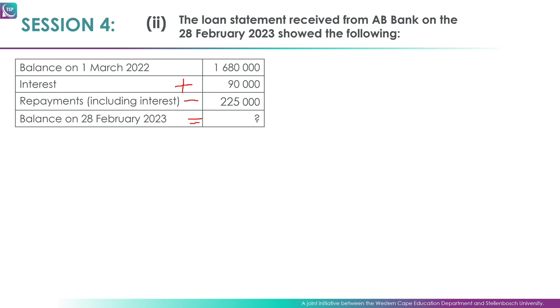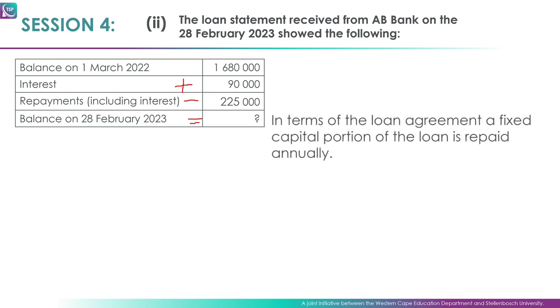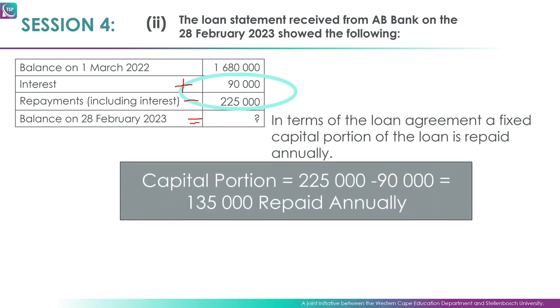Right. What they say in the next part of information, they say in terms of the loan agreement, there's a fixed capital portion of the loan that is going to be repaid annually. Now, there are many ways to calculate this portion. One of them being, we can look at the difference between the 90,000 and the 225,000 Rand, because that is the amount that is going to be repaid annually every year for the loan. And if you do that sum, you'll get to 135,000 Rand. So the difference, in other words, the amount that we are actually repaying on the loan happens to be 135,000 Rand.